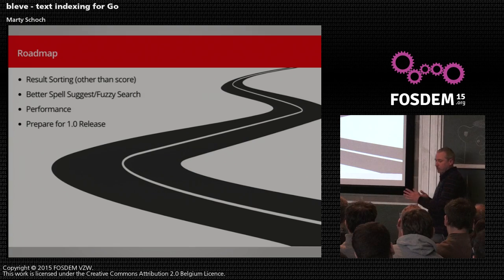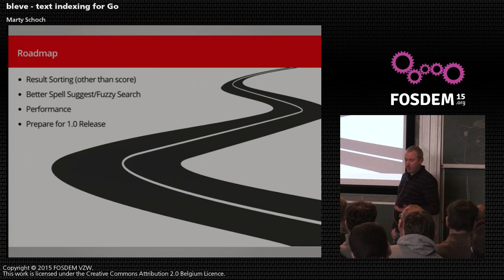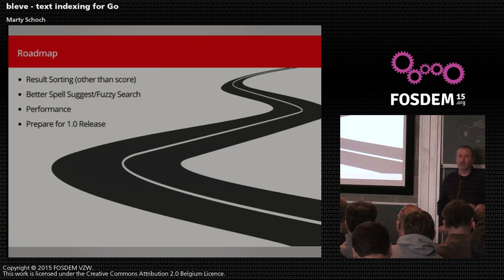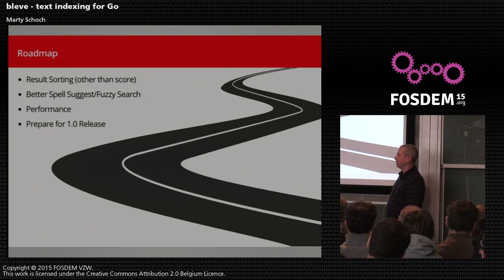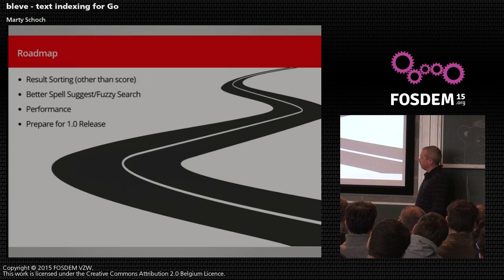A little bit of a roadmap right now. So these are some features I would say are on our radar for right now. Results sorting. Right now, everything you see is always sorted by the score, which is useful for a majority of cases, but not all cases. Better spelling suggestion and fuzzy search. This is an area where there's a lot of interesting ideas about finite state machines, finite state automata that you can use to essentially trade memory for really fast matching of text. And so that's an area where we know there's a lot of cool stuff out there that we need to hook into.